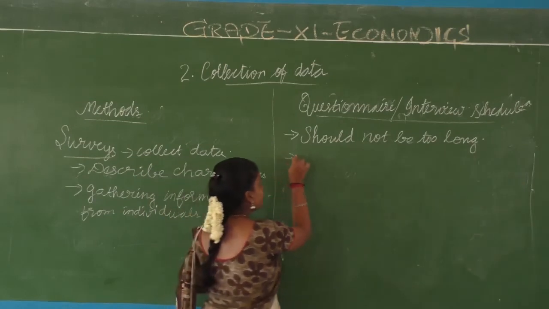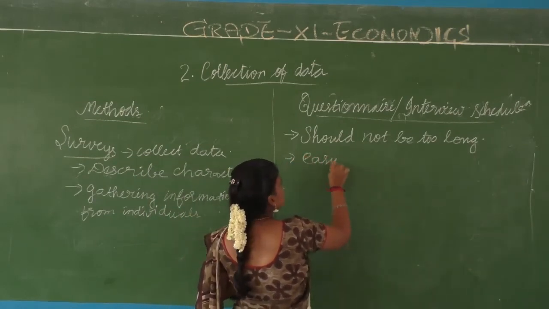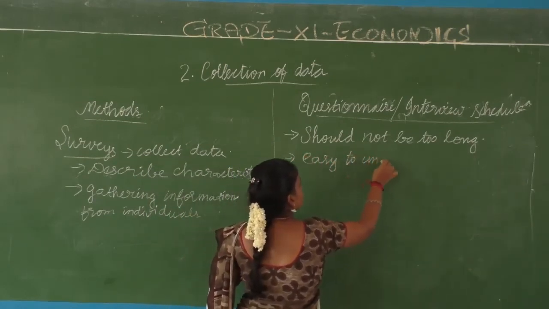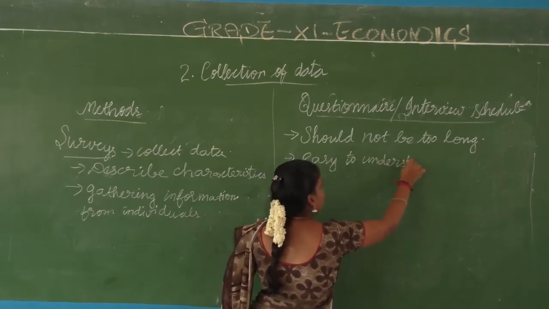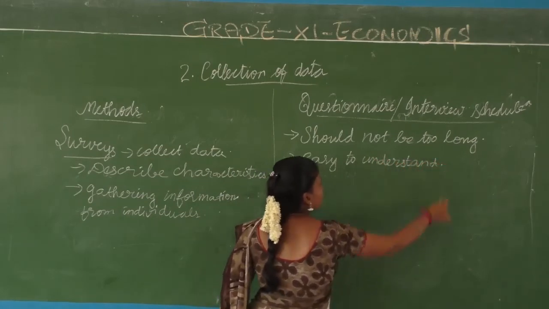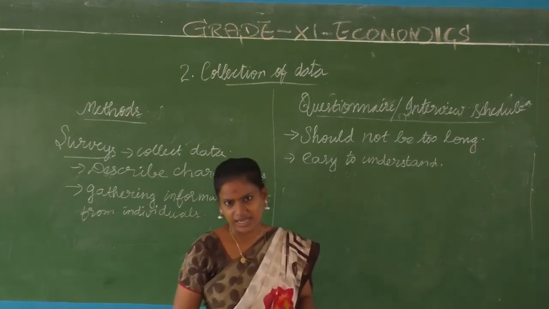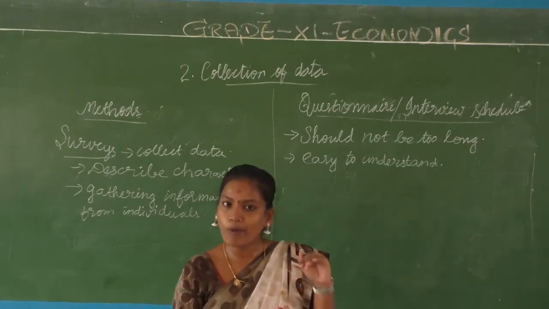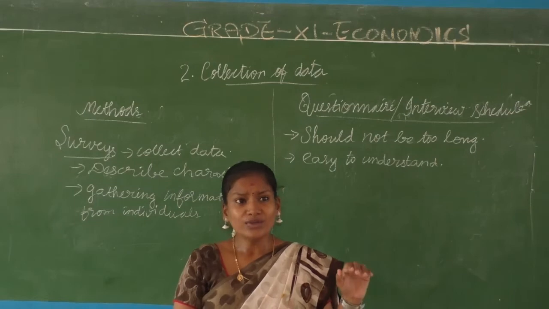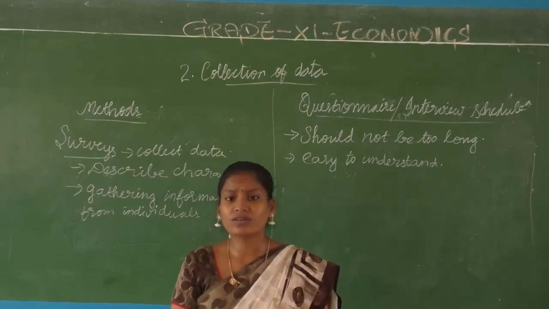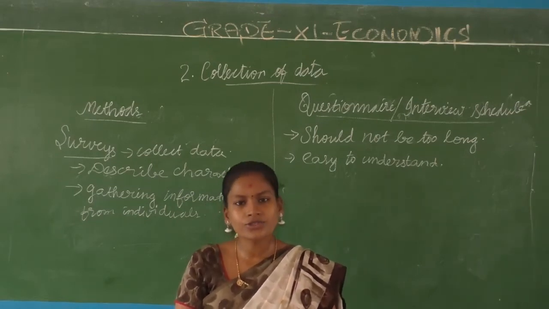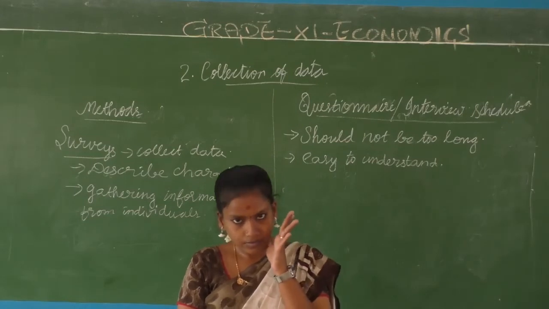Okay. Second thing, it should be easy to understand. It should not be ambiguous. Ambiguous means what? Difficult to understand. So when you have highly polished words to use, you need separate time to explain what it is. So the questionnaire should be easy to understand.